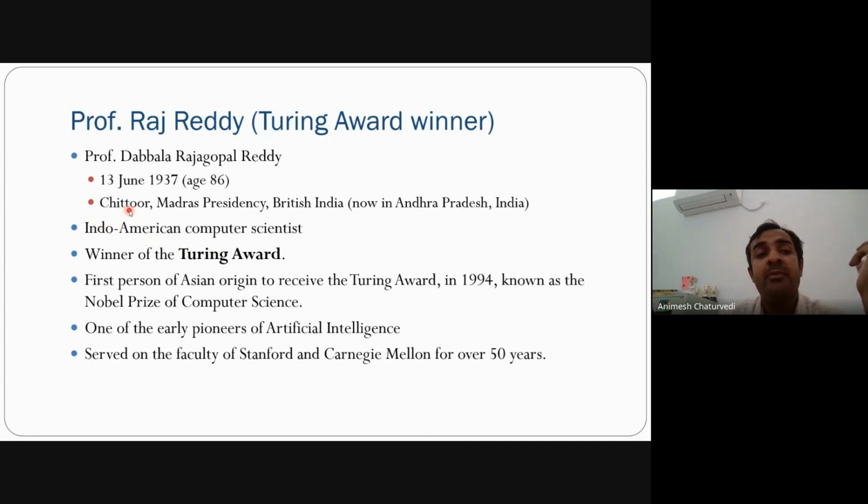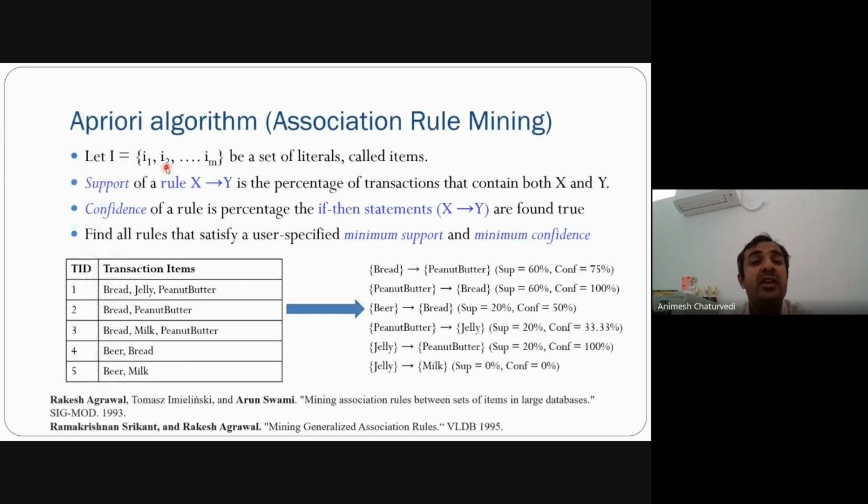He was born and brought up in Chittoor, which was earlier in Madras province during British time. Now it is in Andhra Pradesh, and he's currently 86 years old. He is one of the well-known pioneers of artificial intelligence, and he served Stanford and Carnegie Mellon over 50 years.